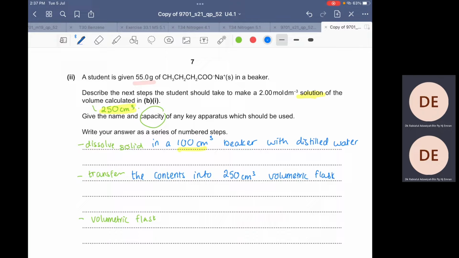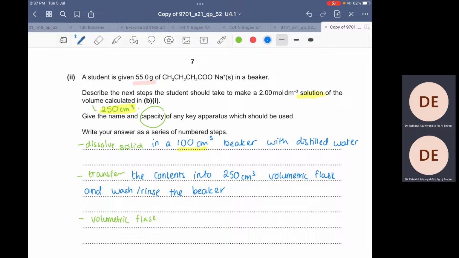And what do I do to make sure that I've transferred everything, so I don't leave anything? Yes, I wash or rinse the beaker. What I mean by washing is not to throw it out to the sink. I wash it out and then I transfer it into the volumetric flask. Okay, then I transfer from the beaker.